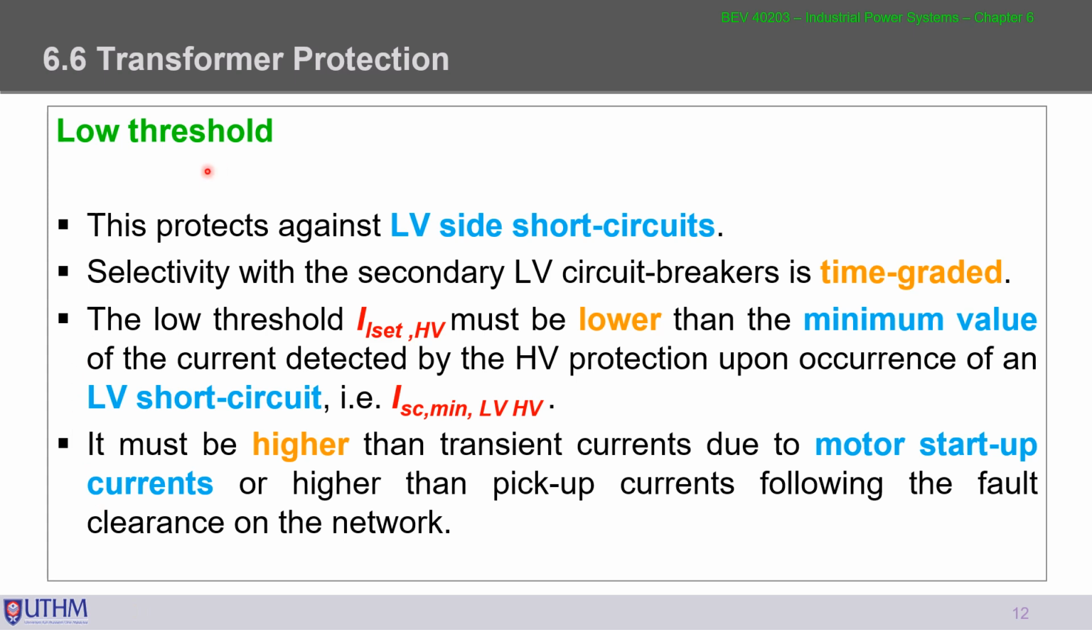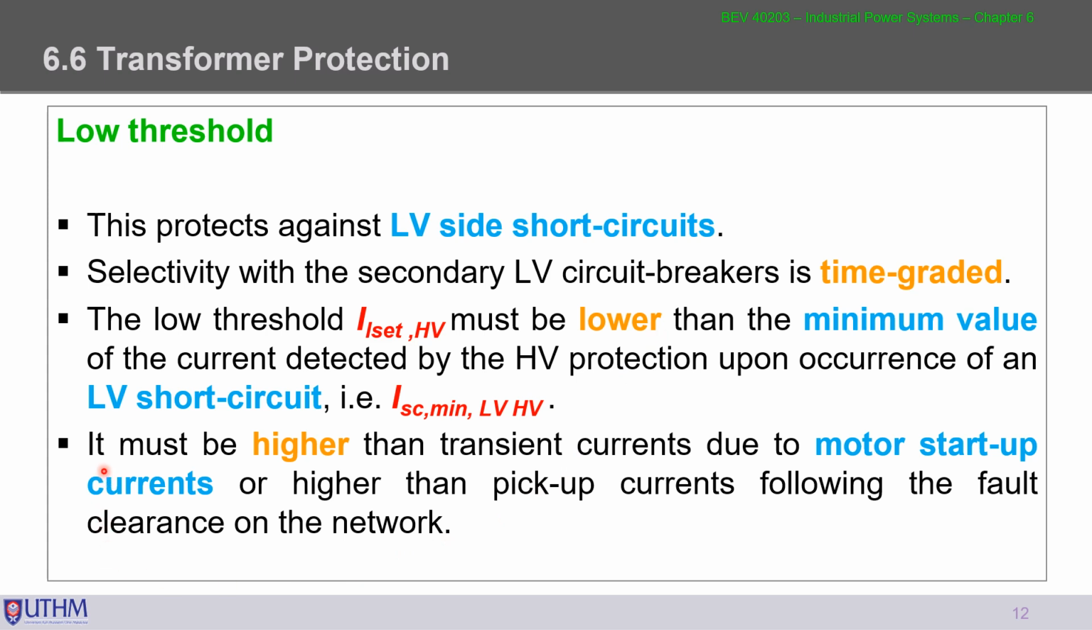Next is the low threshold. This one is for the LV side of the transformer, LV side short circuits. Selectivity with the secondary LV circuit breaker is time graded. We have to set the time according to the standard. And then for the low threshold, the low set for the transformer must be lower than the minimum value of the current detected by the HV protection upon occurrence of an LV short circuit. So the value must be lower than the minimum value.